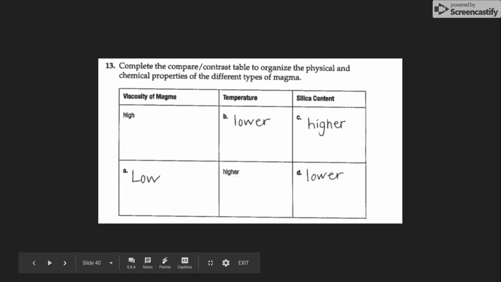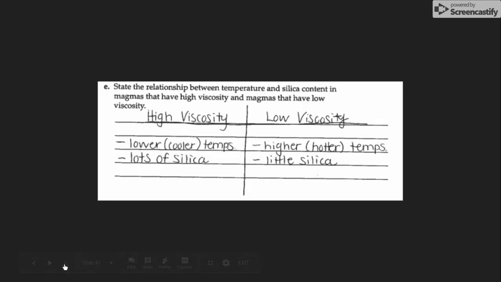Complete the compare-contrast table to organize the physical and chemical properties of the different types of magma. So if the viscosity of magma is high, it has a lower temperature and a higher silica content. If the viscosity of magma is low, it has a higher temperature and a lower silica content. State the relationship between temperature and silica content in magma that has high viscosity and magma that has low viscosity. High viscosity equals lower, cooler temps and lots of silica. Low viscosity has higher, hotter temps and little silica. And that's the end of our slideshow.